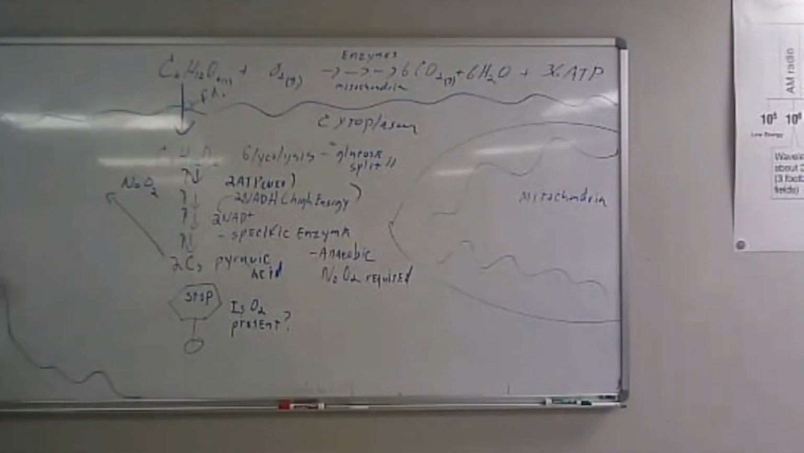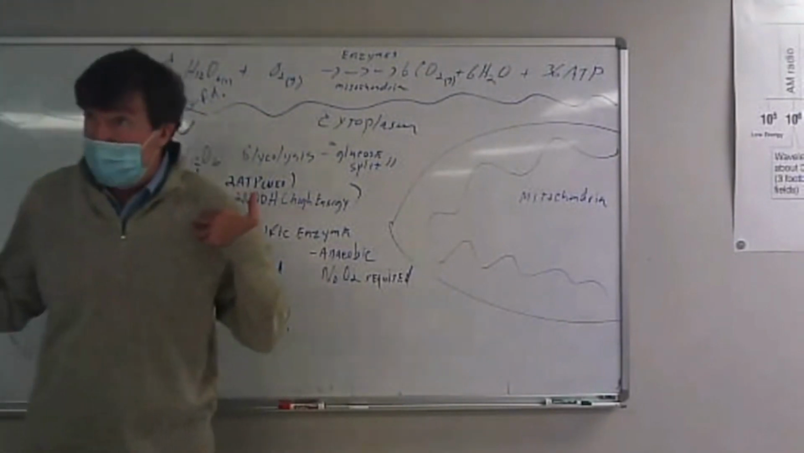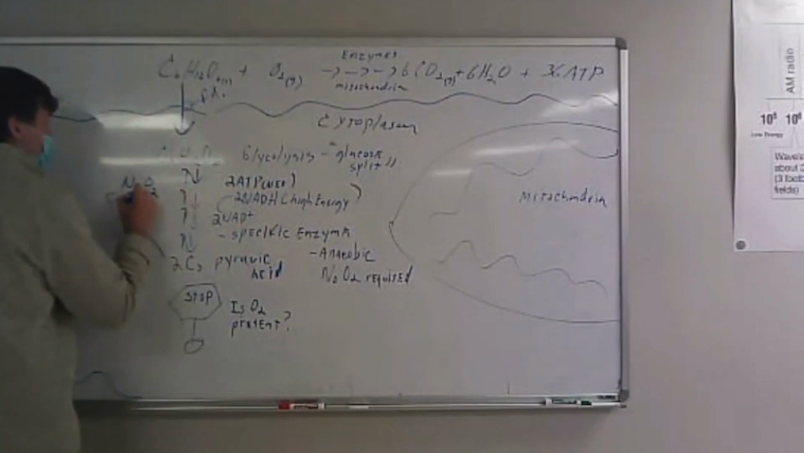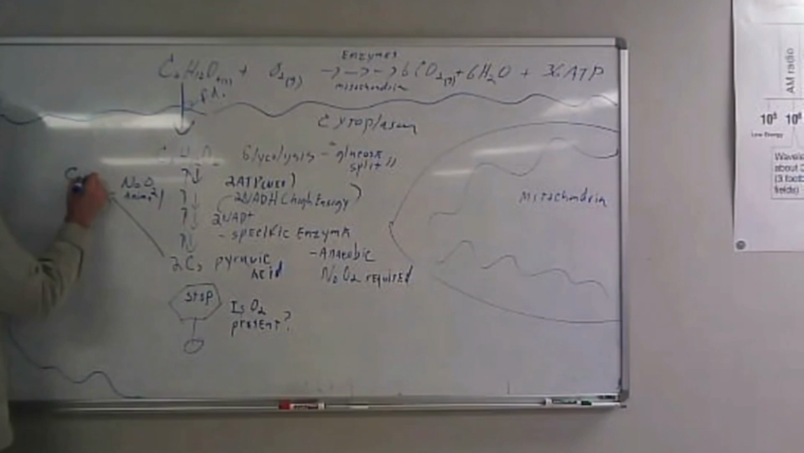And let's assume that you're in an animal cell, like a muscle cell. So let's say we're in an animal cell. I'll just put animal. If there's no oxygen present, this pyruvic acid is converted into a different 3-carbon molecule, and that is lactic acid.